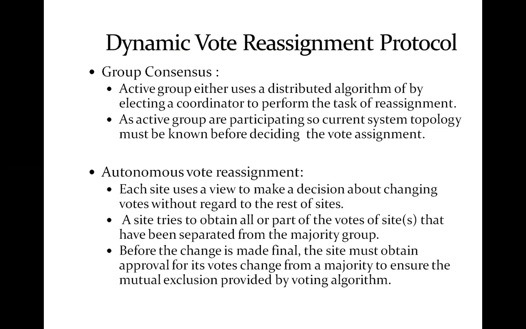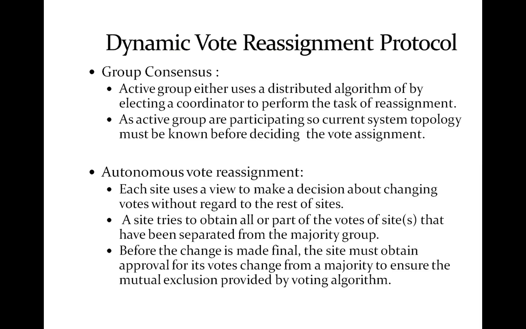The second one is the autonomous vote reassignment. In this, each site uses a view of the system to make a decision about changing its vote, and then picks a new vote value without regard to the rest of the sites.